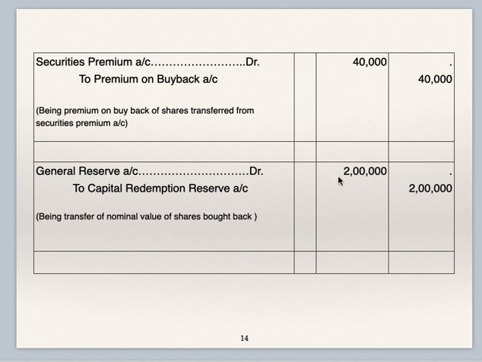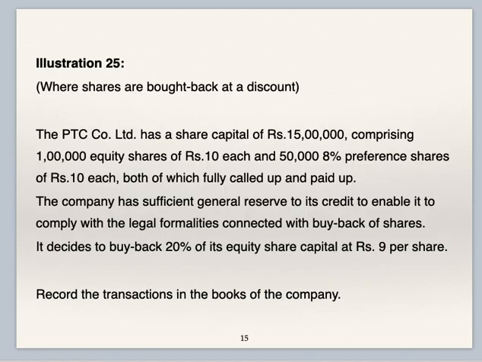And last entry is general reserve account debit to capital redemption reserve account. Nominal value of shares bought back is to be transferred to capital redemption reserve account from general reserve because there is no fresh issue of shares.